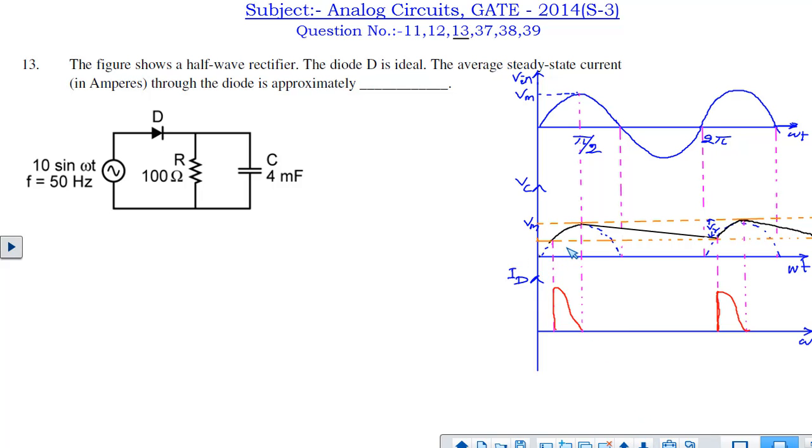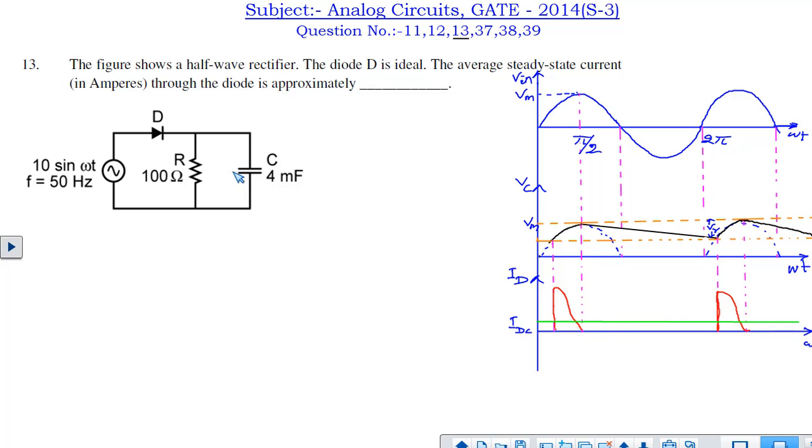Now if we draw the diode current, what will it be? The diode current occurs when the diode is forward biased, which is this region and this region. During this period the capacitor charges and the diode is forward biased, so the diode current ID will flow. Gradually it decreases to 0, and in the same way the ID current flows again. If we average this ID current over the time period T, we get the DC value of the diode current, IDC.